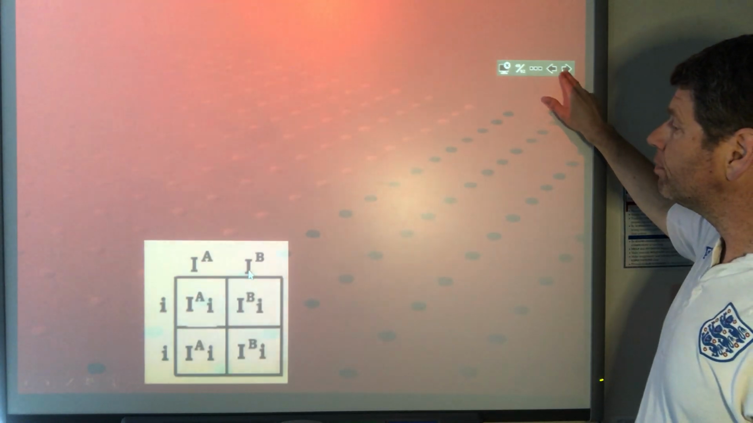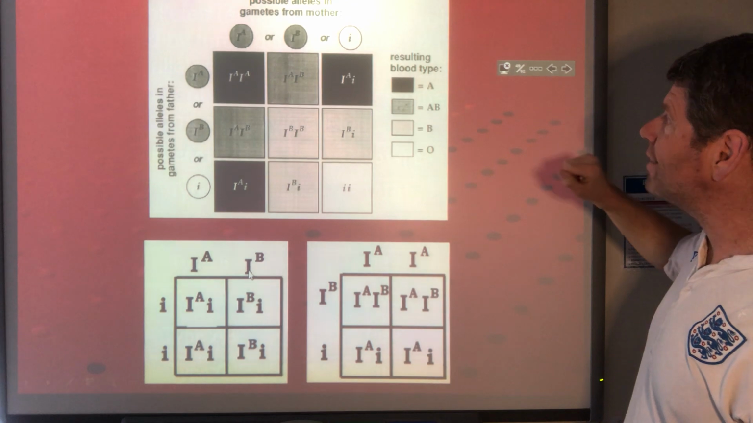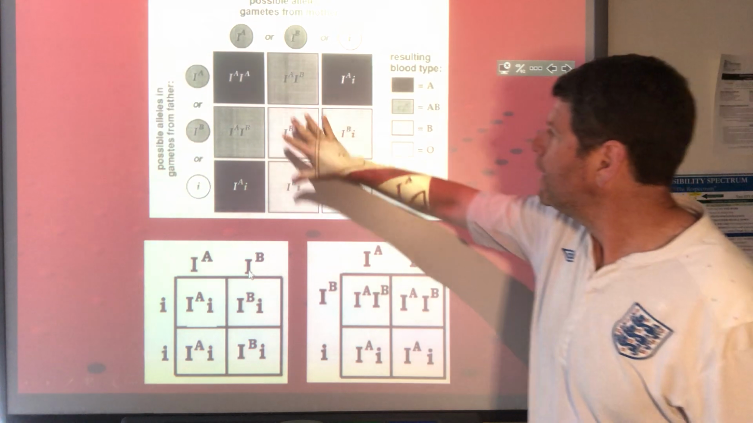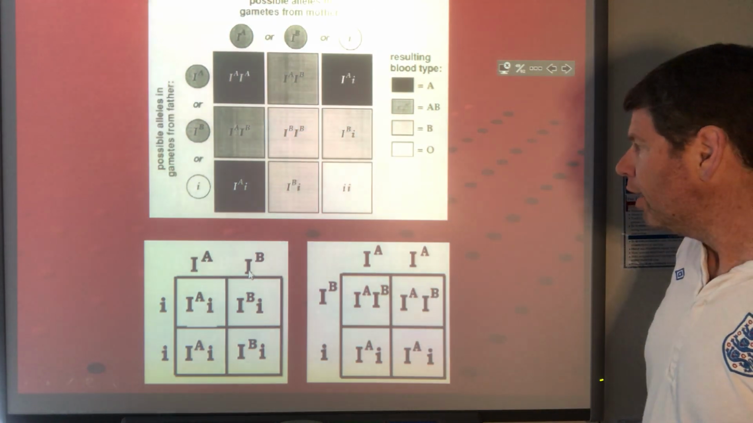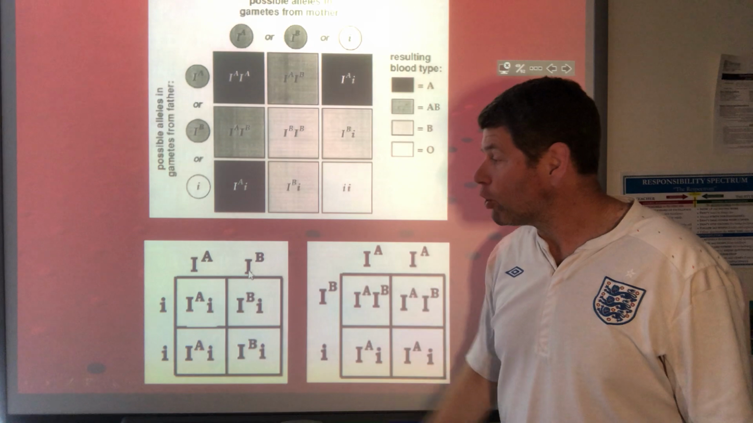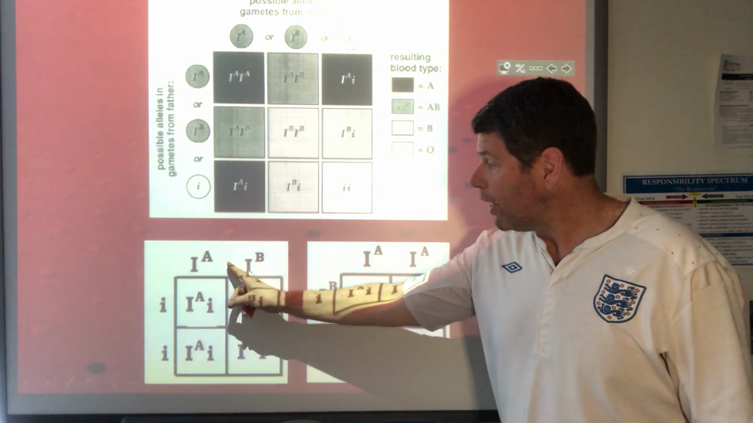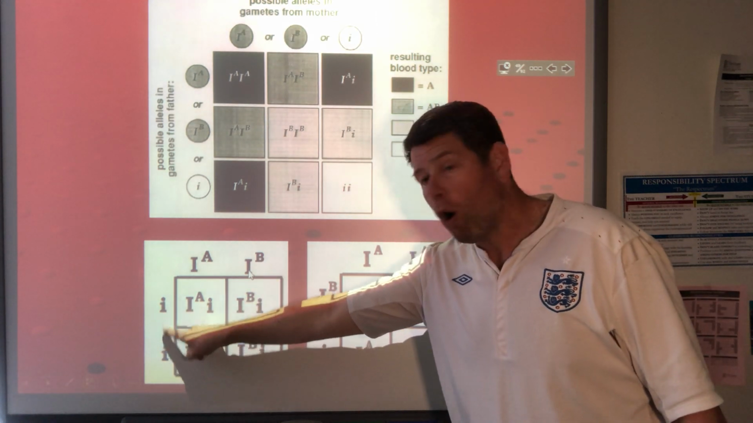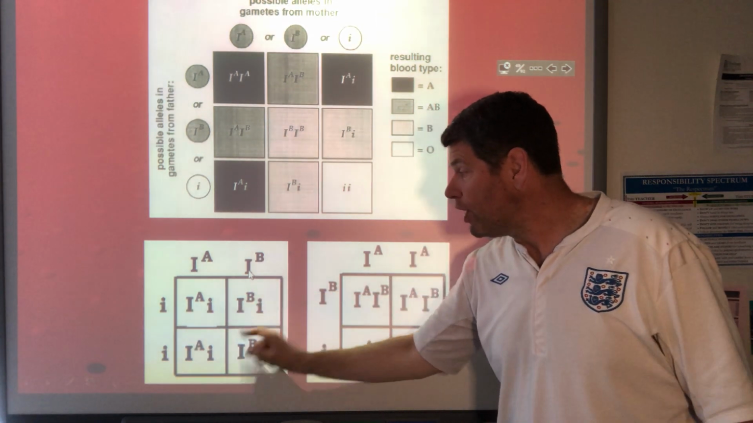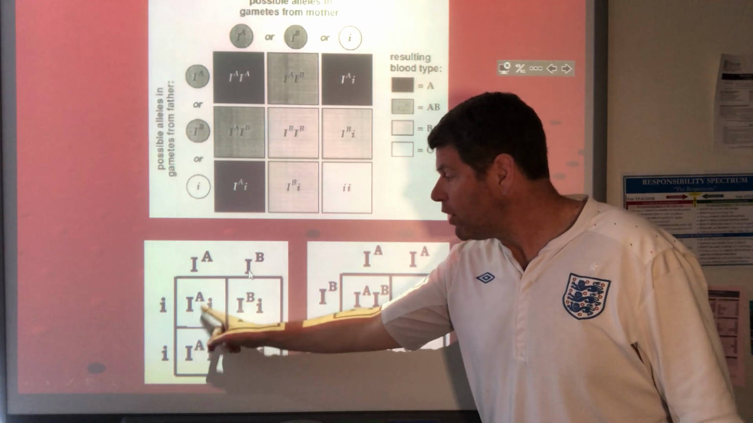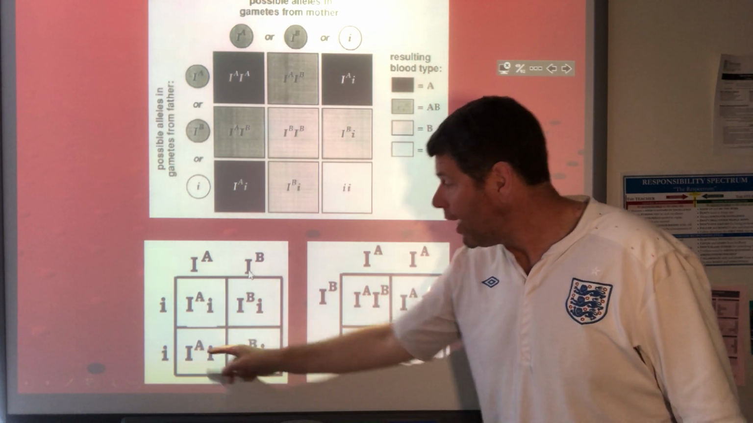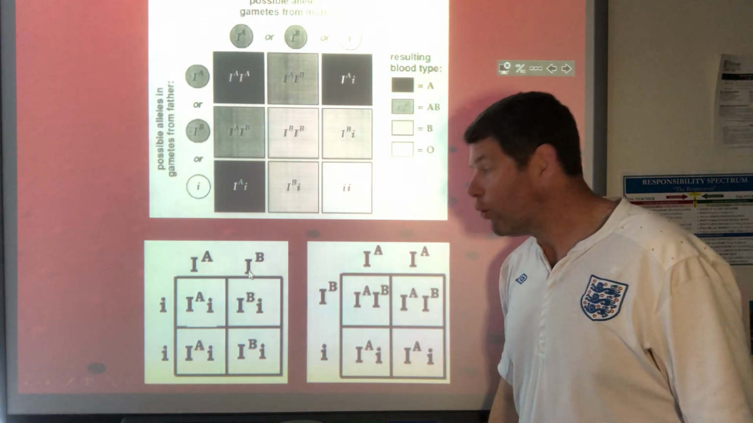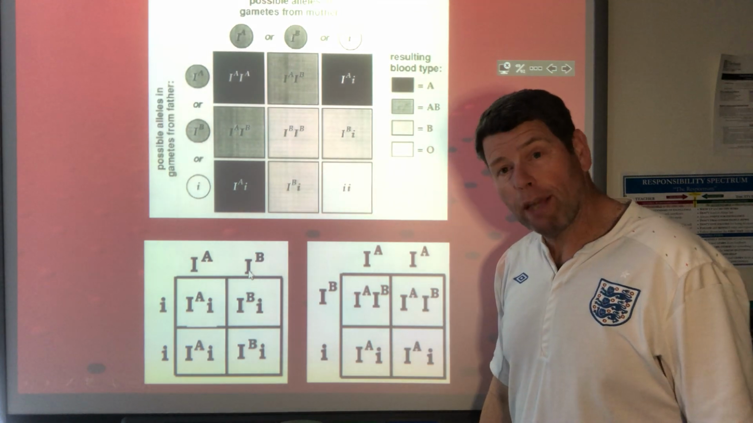So if we look at some examples here, I'm not going to spend too much time with this, which again gives us all those different blood type possibilities. This would be a Punnett square cross example where a parent has the blood type AB and the other parent is type O. These are the predictions for the offspring. We predict that 50% of the offspring will be type A and 50% will be type B. There is no possibility for type O or for type AB.